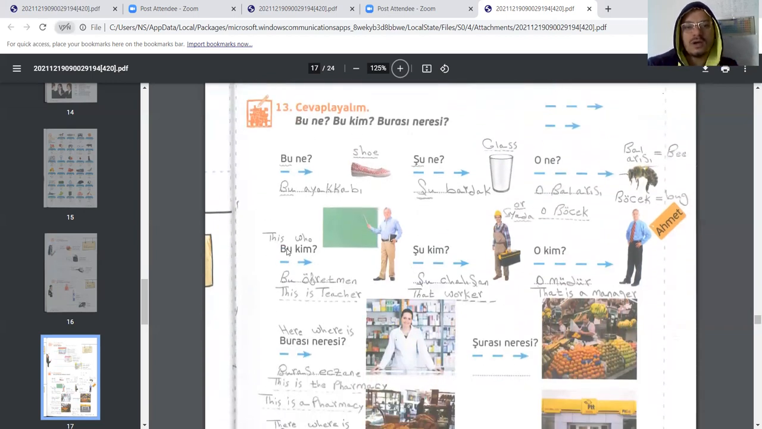Here we use kim, because here it's teacher, worker, manager. Bu öğretmen, this is a teacher. Şu çalışan, that means that worker. O müdür, müdür, that is a manager.